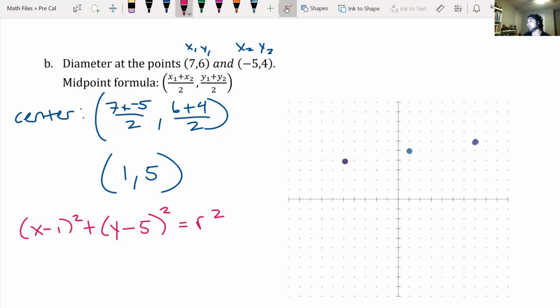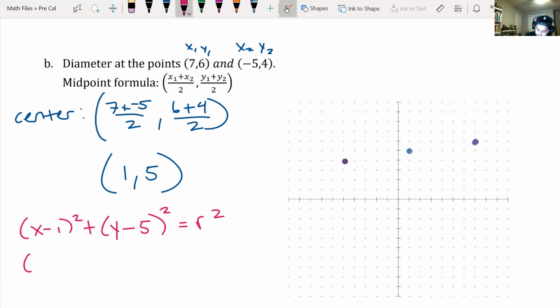Good, that's an option. Or do we have an x and y value we can plug in to help us solve for r? Yeah, just one of the points, right? You can use either one you want. Why not plug in 7, 6 or negative 5, 4 into x and y, and that'll help us solve for r. So let's just use 7, 6. That seems like the easier option, right?